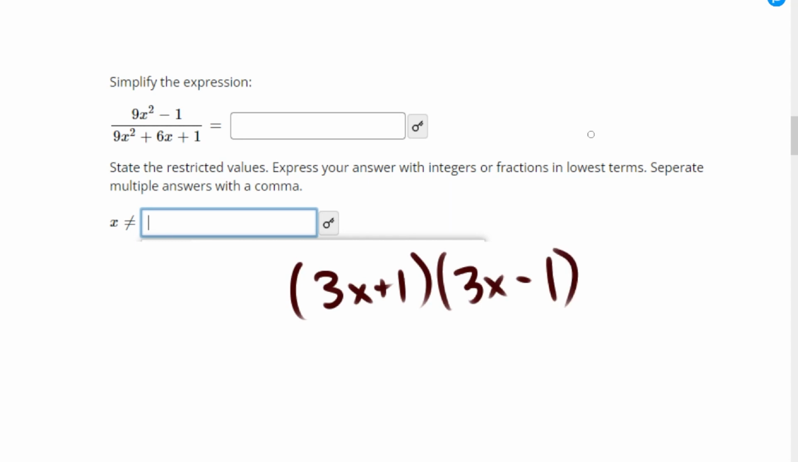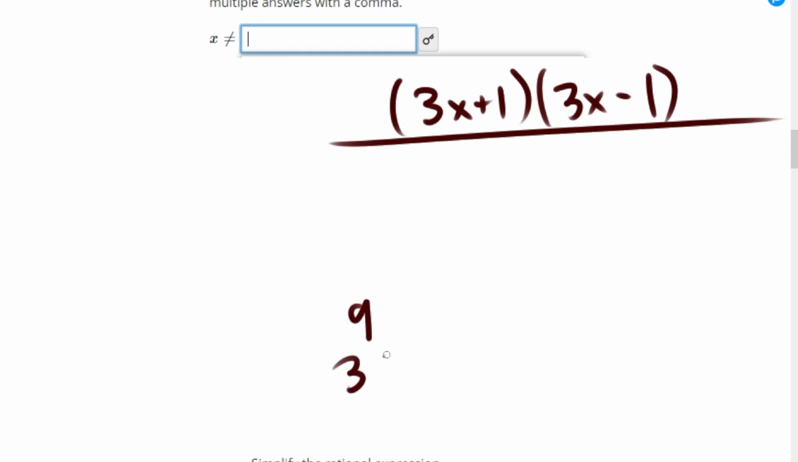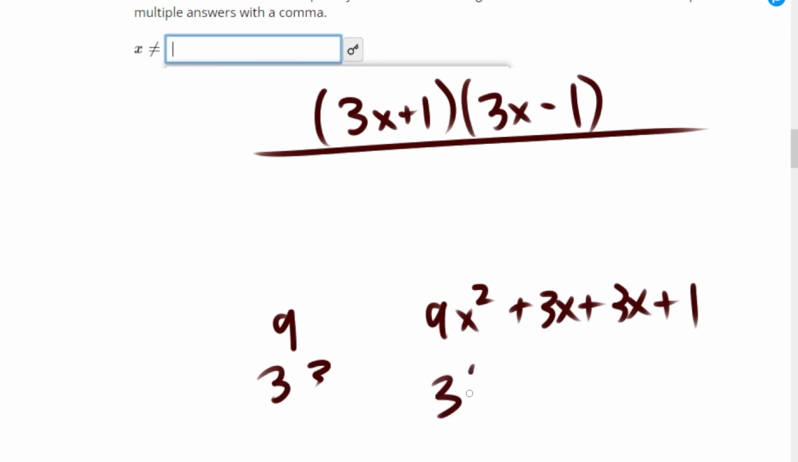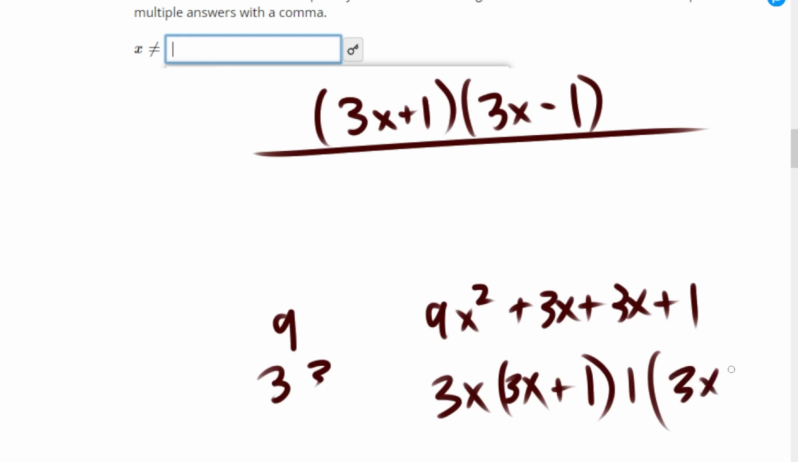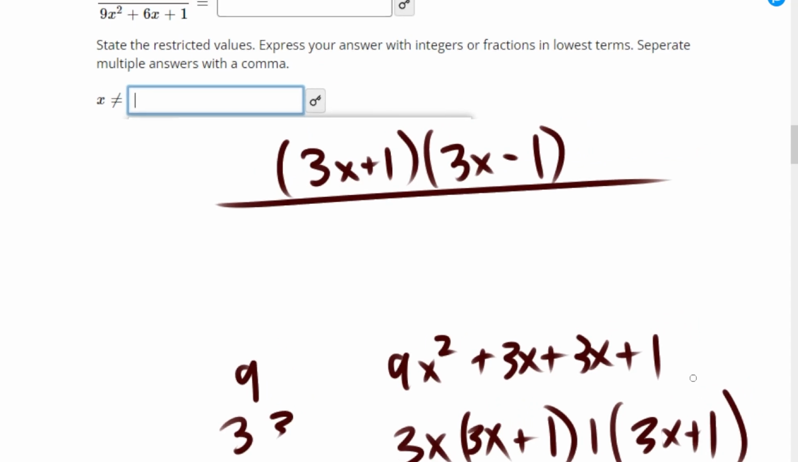And then our bottom, I'm going to do the AC method, so 9 times 1 is 9. Factors are 3 and 3. That looks like it'll work for 6. We'll do 9x squared plus 3x plus 3x plus 1. Take out a 3x from this one, so 3x, 3x plus 1. And then this one we'll just take out a 1, so 3x plus 1. Looks like we've got two 3x plus 1s. It was probably one of those really nice factoring ones I just didn't know right off the bat.